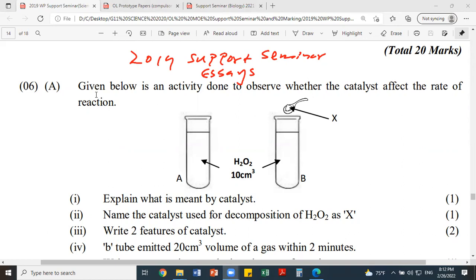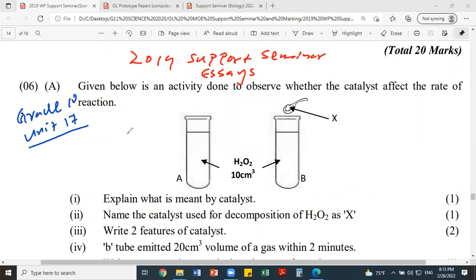First one, explain what is meant by a catalyst. Actually this is from grade 10 chemistry. Some students don't know from which lesson they have been given a question, so you should know at least from which lesson the question comes. This is from grade 10, unit 17, under rate of chemical reactions. Explain what is meant by a catalyst.